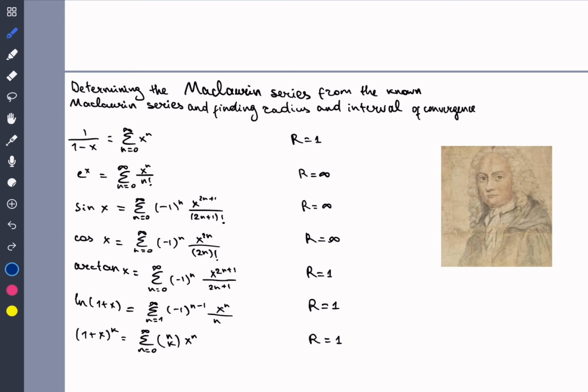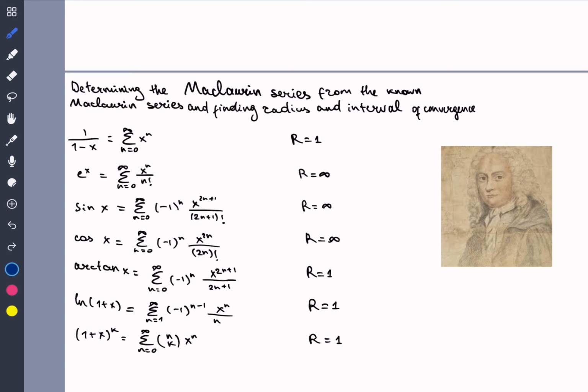The known Maclaurin series can be deduced from the Taylor series at the point 0. By that I mean when a is equal to 0. I've prepared these 3 questions which we'll be working on today.